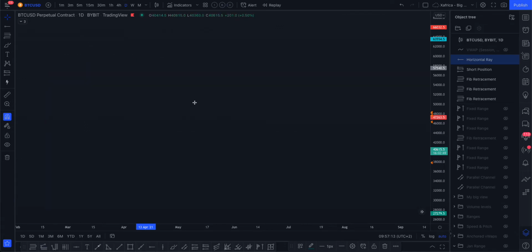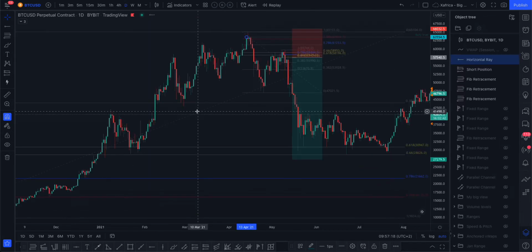Something wrong with my chart. It's probably my signal. Just reloading again. Yeah.